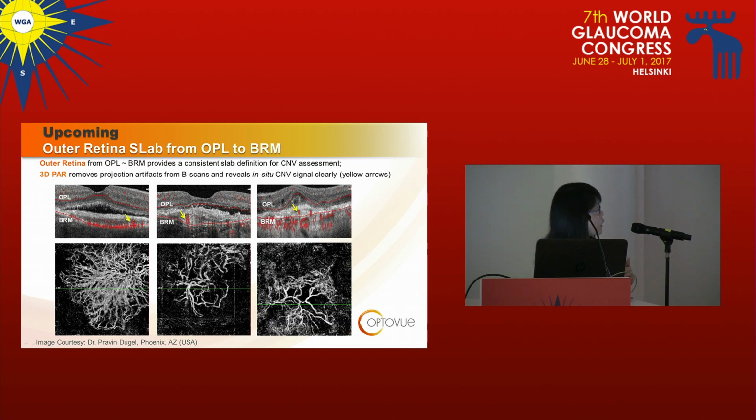One very nice, I think, consistent basis for CNV visualization is from OPL to Bruch's membrane. These are 3 examples showing very different B-scan appearances, but using the same boundary definition from OPL to Bruch's membrane, you can visualize different CNV types and see a complete CNV net. And with the 3D PAR, the projection artifacts are also removed from the B-scans. Therefore, the in situ CNV signals can be visualized in these B-scans.